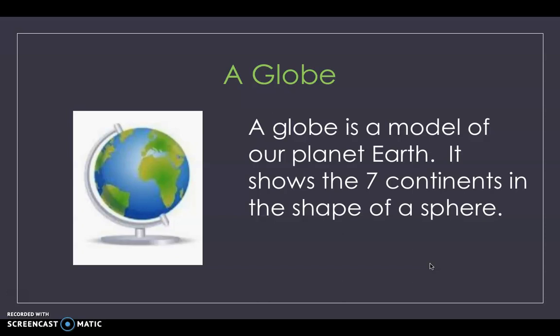And finally, we have something called a globe. And a globe, which you've probably seen before, is just a model of our planet Earth. And on a globe, it shows the 7 continents, but it's not flat. It's in the shape of a sphere. Not only does it show us the 7 continents, but it also shows us the bodies of water. And we know the difference because, well, land is green on the globe and water is blue.